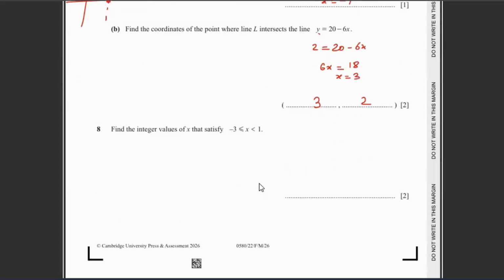Next, we have the integer values for x satisfying minus 3. So that means the integers that lie between minus 3 and 1, including minus 3. So we have to include minus 3, then minus 2, then minus 1, then 0. We should not include 1. So these are the 4 possible integers.